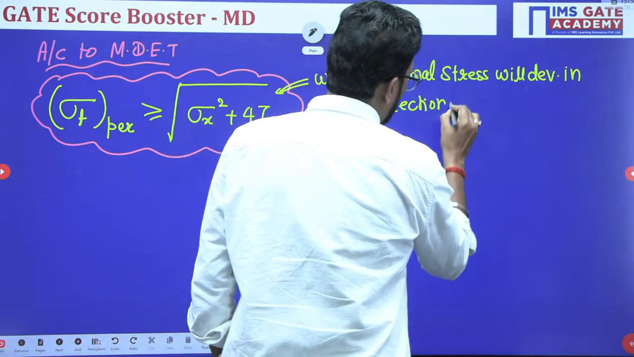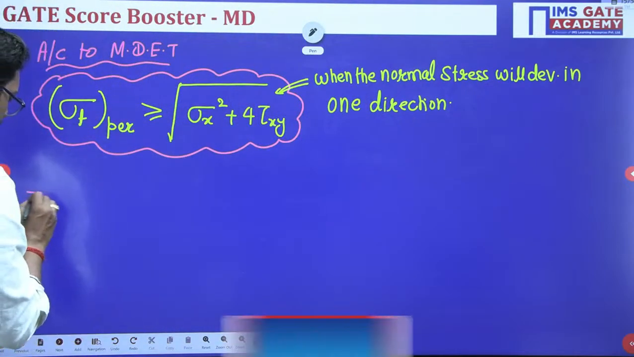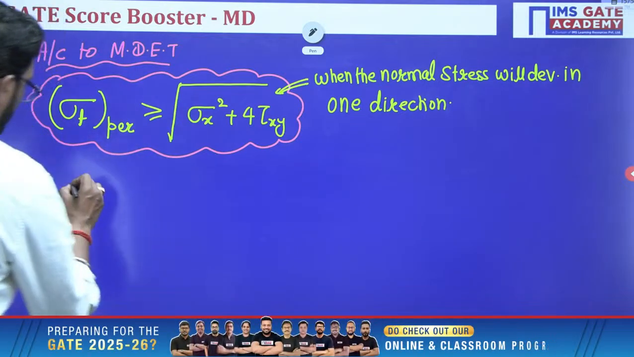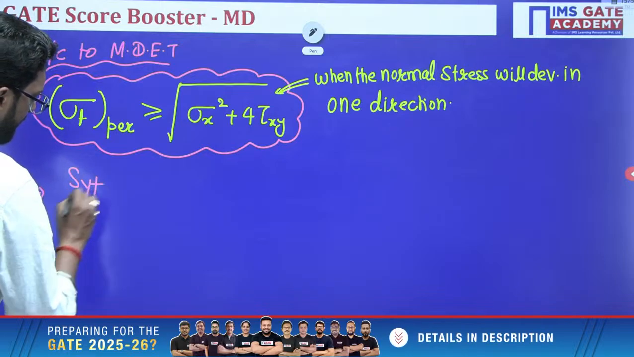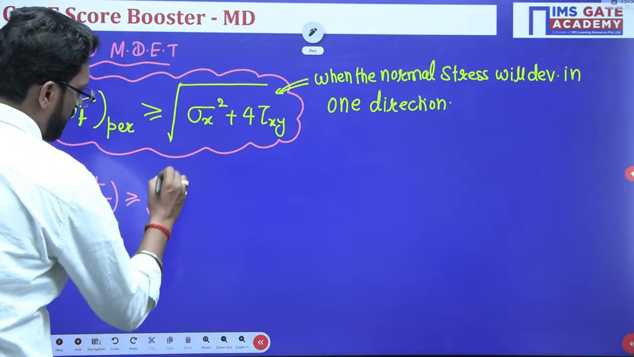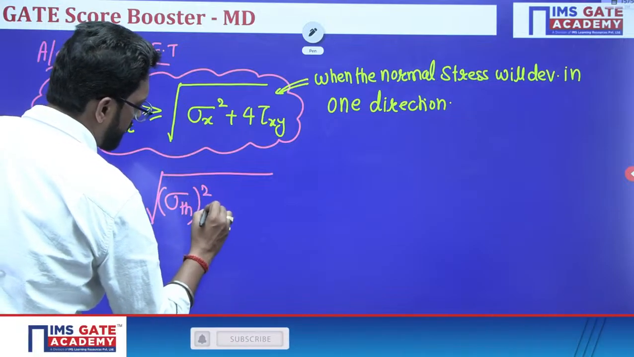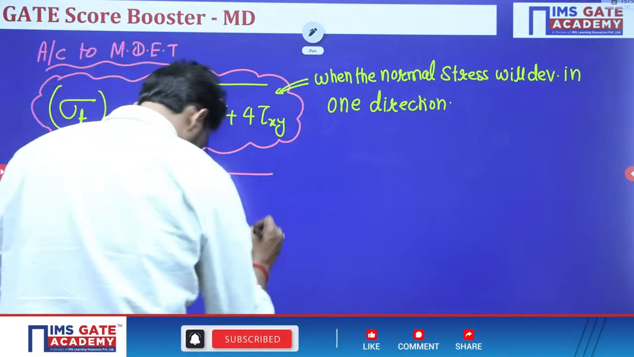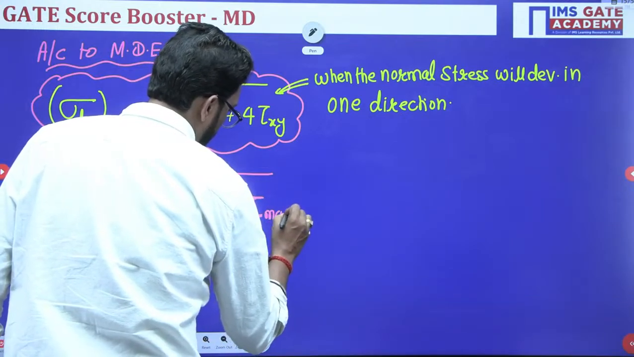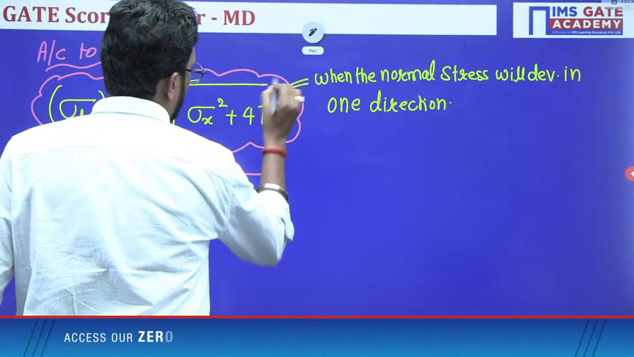So in the previous first question, we can also apply this formula. So my dear, here the permissible failure strength, SYT divided by N, is greater than or equal to square root of sigma thermal square plus 4 tau torsion maximum square. Okay.